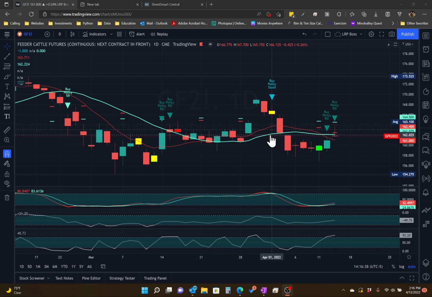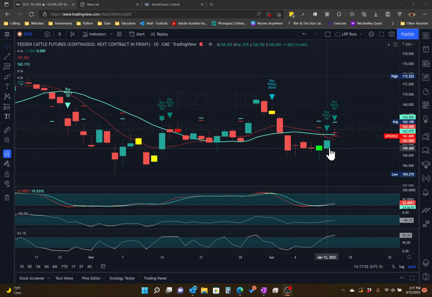This turquoise line here is the 18-day moving average. This red one is the 9-day moving average, and then the dotted red one is the 9-week moving average, and the dotted turquoise one is the 18-week moving average. We haven't quite got above those yet, but we are getting back above these averages, which is somewhat supportive to this market.